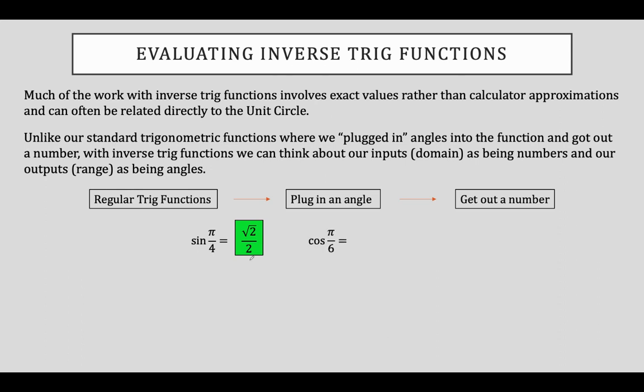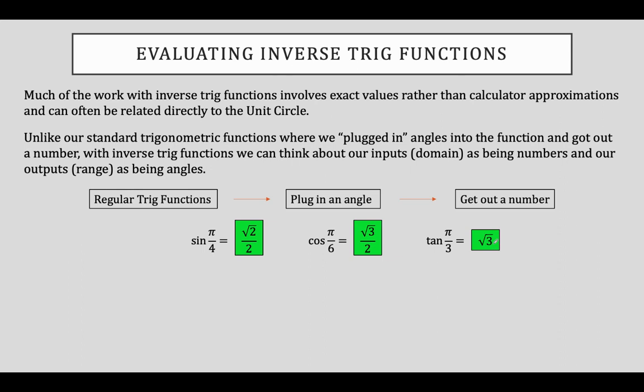Or if I asked you to evaluate the cosine of pi over 6, we'd find the angle pi over 6 on the unit circle, cosine corresponds to its x-coordinate, that would be root 3 over 2. Again, we plugged in an angle, we got out a number. Or for tangent, the tangent of pi over 3, well, we'd find the angle pi over 3. Tangent is the ratio of the y-coordinate divided by the x-coordinate. That would be root 3 over 2 divided by 1/2. That's the same thing as root 3 over 2 times 2, giving us root 3 as our answer. So regular trig functions, we plugged in angles, we got out numbers.